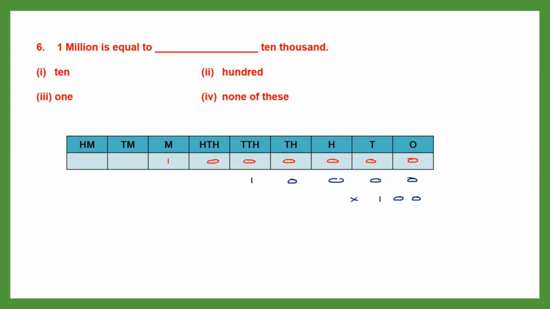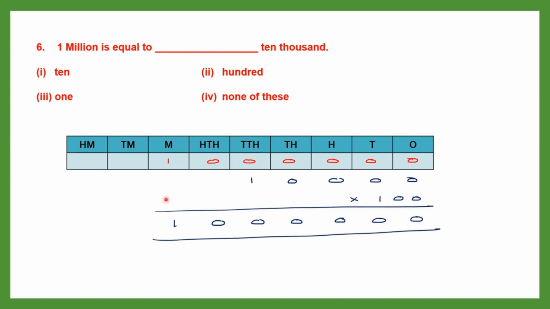So my number becomes, now I'm going to take 10,000 first. So that is 10, 1, 2, 3. Now I'm multiplying by 100. So I get 2 more zeros. So now can you see I've got 2 more zeros, and that has become 1 million. That means 1 million is equal to 100 10,000s, because we multiplied by 100. And our answer is option 2, 100.